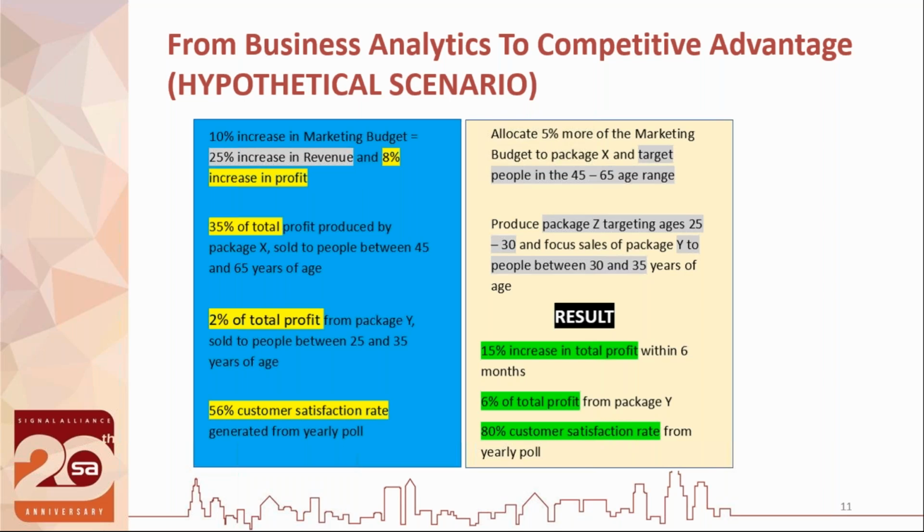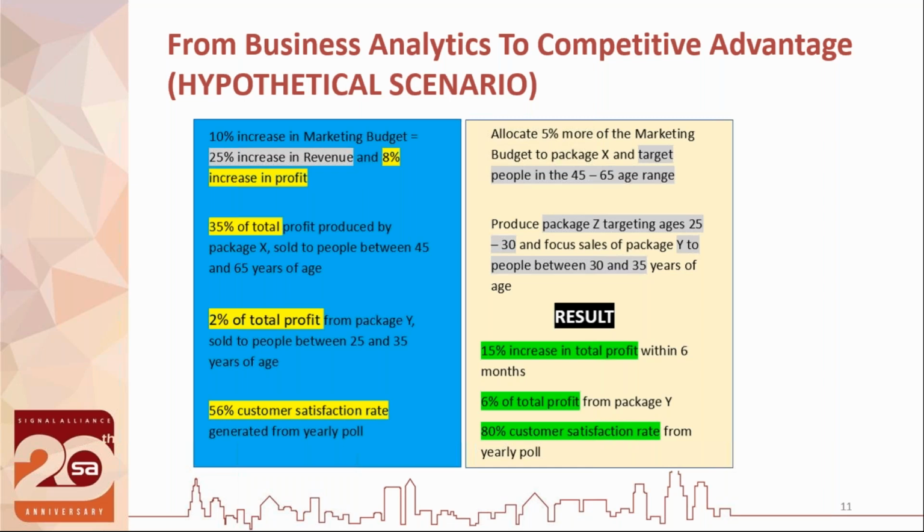Now, if we look at the pale yellow box on the right, which represents the actions that our fictitious company has taken, we've decided to redistribute the allocation of our marketing budget by giving package X 5% more, since it's our bestseller. And we've also decided to target people within the 45 to 65 age bracket. Now, those actions made an already performing product perform even better.